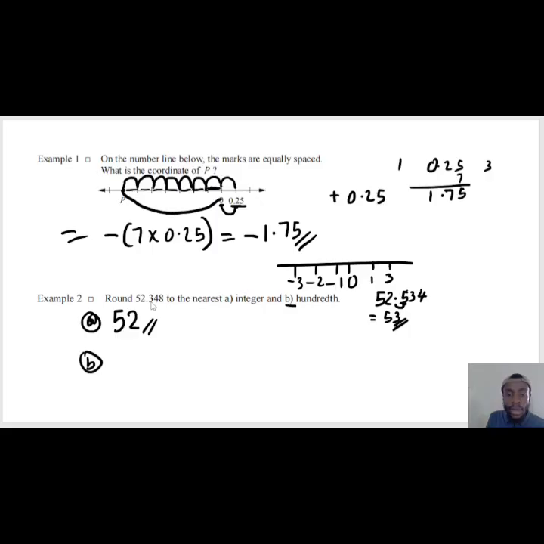Now, they said to the nearest hundredth. What does hundredth mean? Now, let's say I have 0.325. This 3 here is called the tenth. This 2 here is called the hundredth. While the 5 here is called the thousandth.